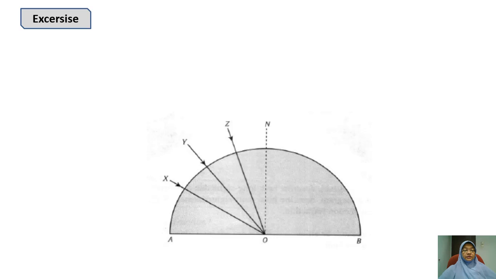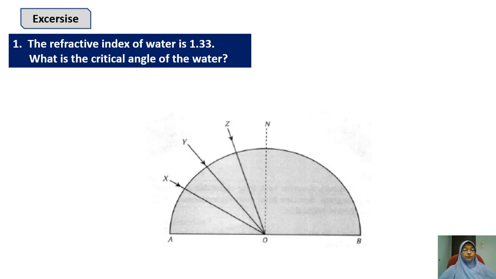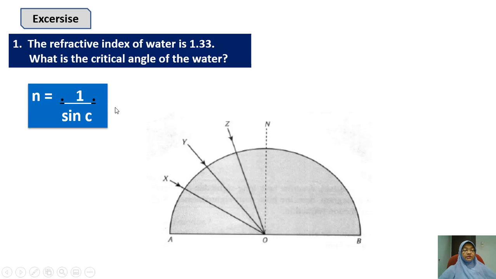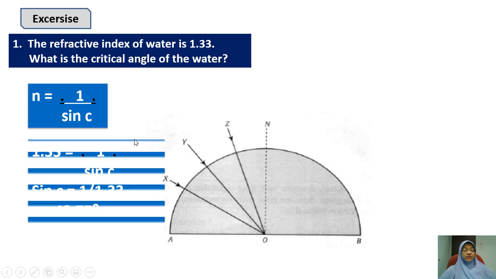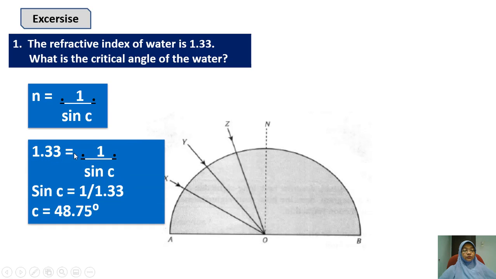Alright, so we have an exercise. The refractive index of water is 1.33. What is the critical angle of water? So we use the formula n equals 1 over sin C, and 1.33 equals 1 over sin C. So sin C equals 1 over 1.33, and we use the inverse sin, and we get 48.75 degrees.